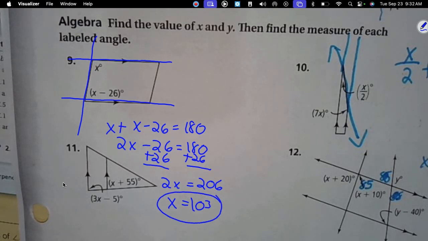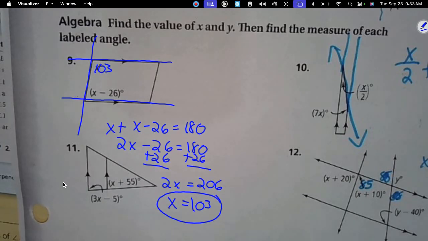Did it ask for X? Yes. Find the value of X or Y. We don't have a Y in that one. X equals 103. Now find the measure of the angle. You plug it in. So what is this one? Well, that one's easy: 106. The next one is 103 minus 26, which should be 77. How did we get 77? Well, I don't want to put that right here, that'll be confusing.